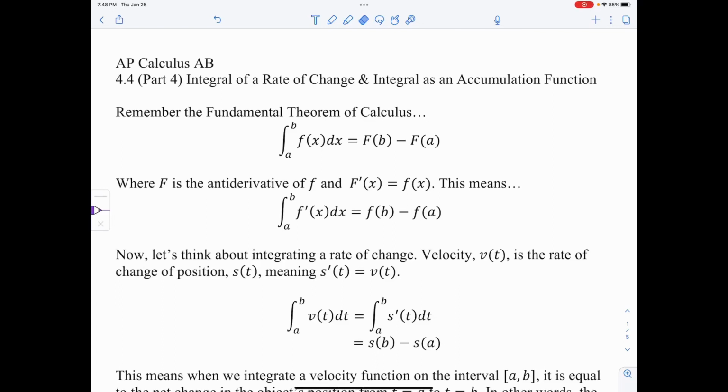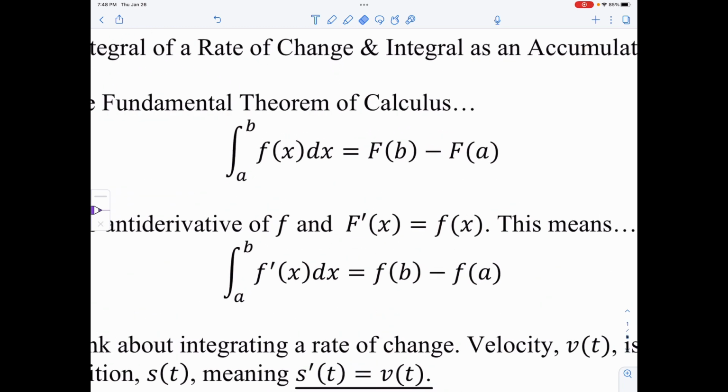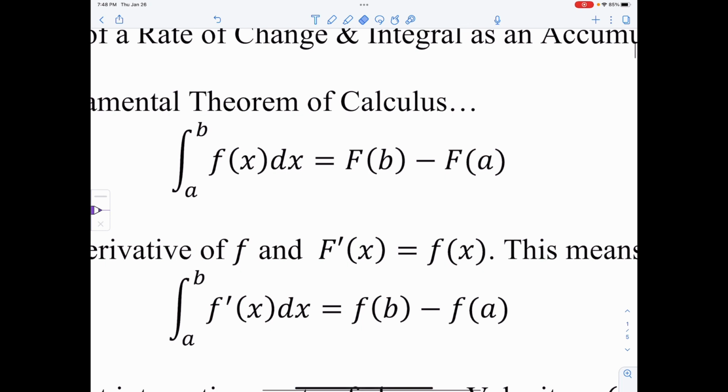This video is on section 4.4, part 4, so the final part of section 4.4, and I'm calling it the integral of a rate of change and the integral as an accumulation function. We're going to talk about how those two things are related. So first off, I want to remind you of what the fundamental theorem of calculus says.